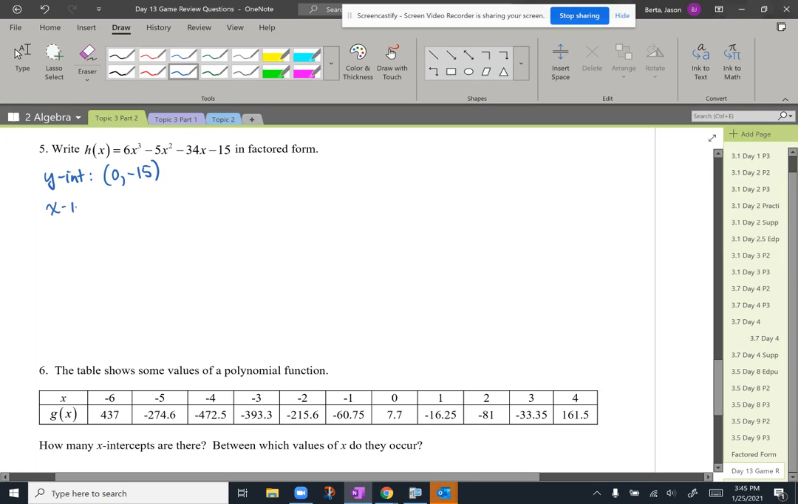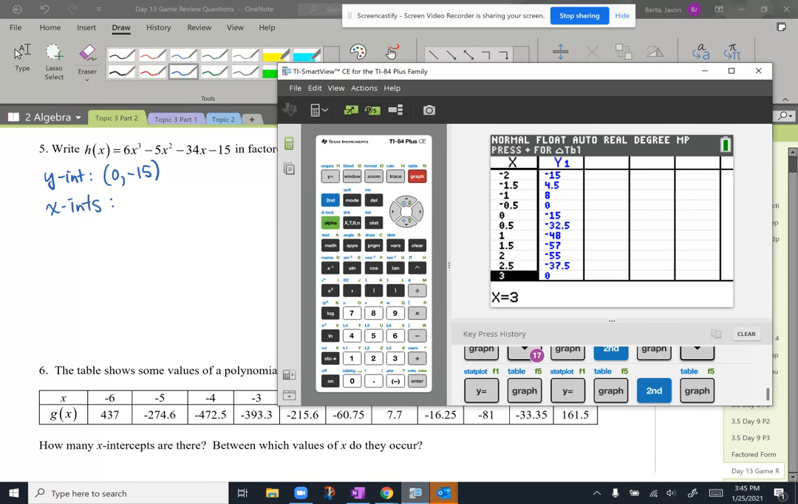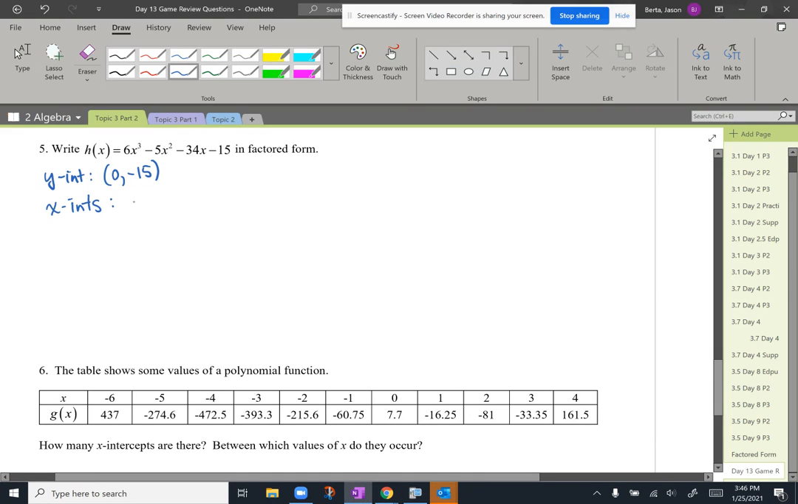Next, I want to find our x-intercepts. So I'm going to open back up our table here. And just glancing, I do see 2 of them here. So the first one here is at x equals 3. Right? I'm looking for wherever the y value is 0. That's when there's an x-intercept. So I've got x equals 3 is one of them. And so that corresponds to a factor of x minus 3.